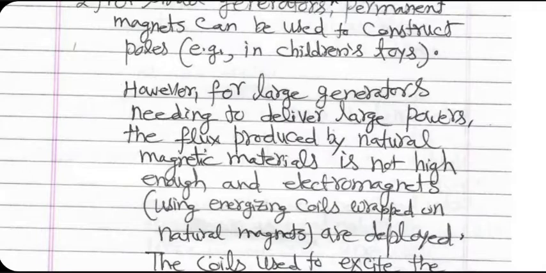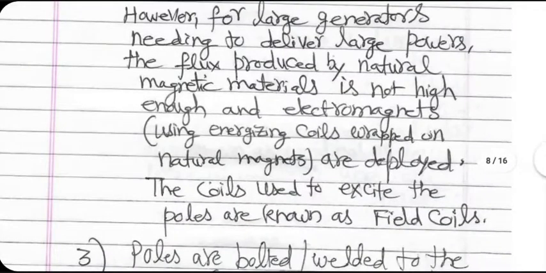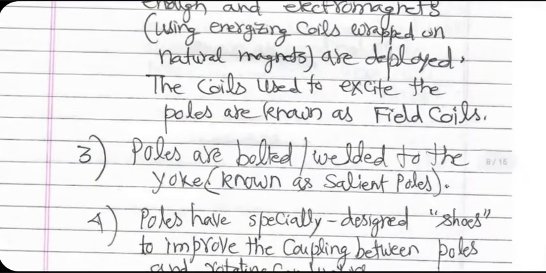Okay. So these are field coils. Poles are bolted or welded to the yoke. And these are known as salient poles. Salient means they are physically visible to you. Wait for the PPT when it comes to show you more details in a pictorial sense.